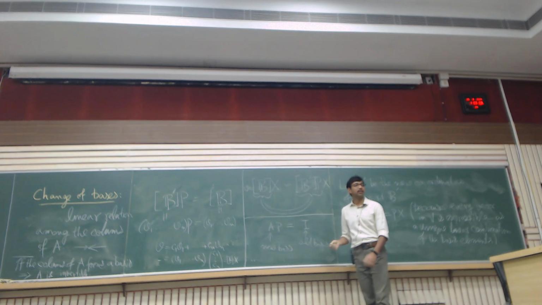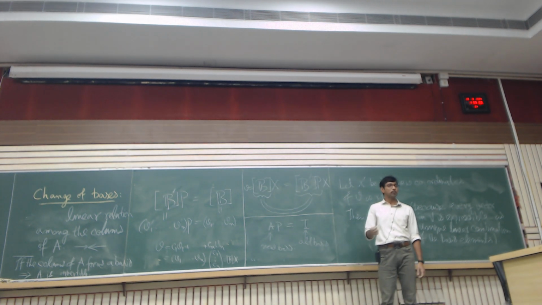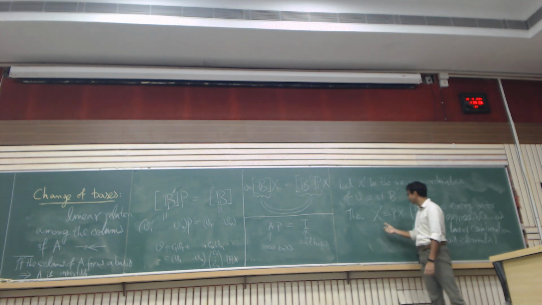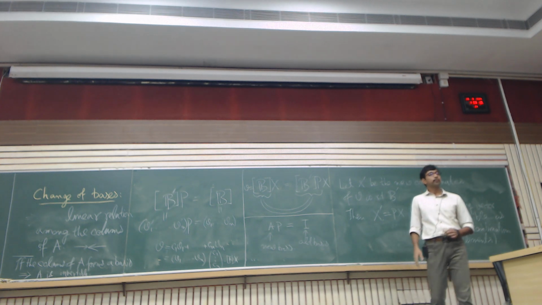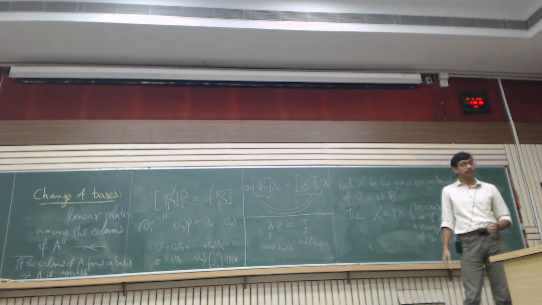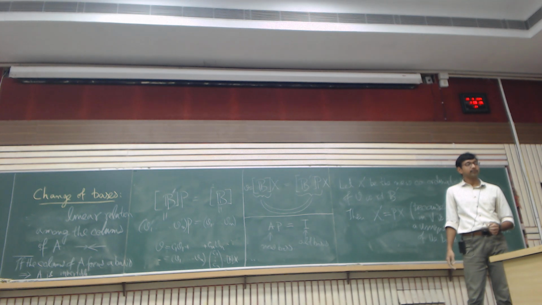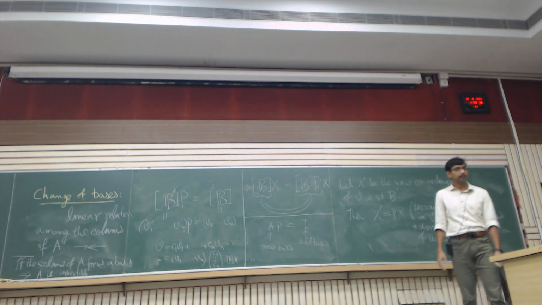So it's somewhat different from what you mean by linear transformation. Here it's the same vector space. We are expressing the same vector, but with different coordinates. So for change of basis, what you're saying is that I have a vector and I'm mapping it to itself, going from original coordinates to new coordinates.